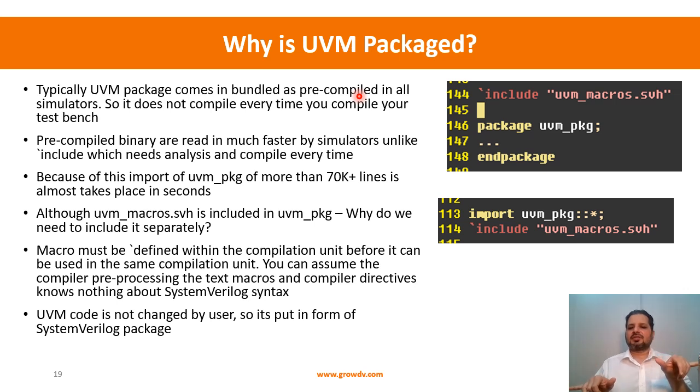The pre-processing step is a separate component, and the package is a separate component. That is why they need to be delivered separately. That's why you need to import the package, and then you need to include the UVM macros. So that's why you have to do these two lines. I hope that makes it clear: by importing the package, you get the speed, and you cannot include the macros in it because they belong to the pre-processing step and not the compilation step, whereas the package belongs to the compilation step. So they have to be delivered separately.